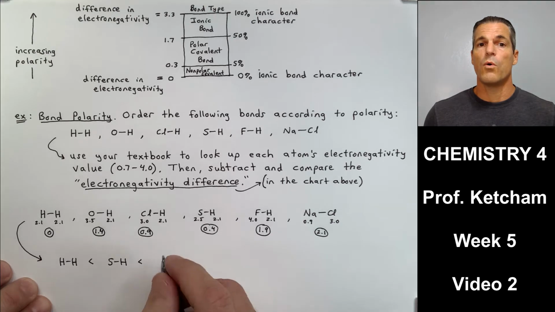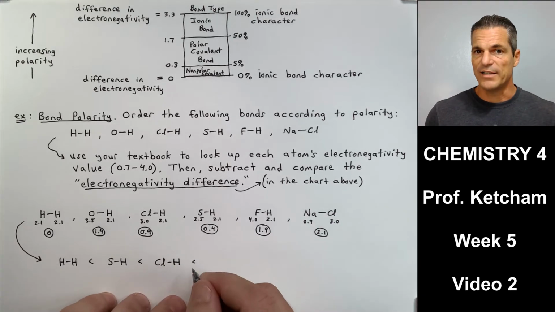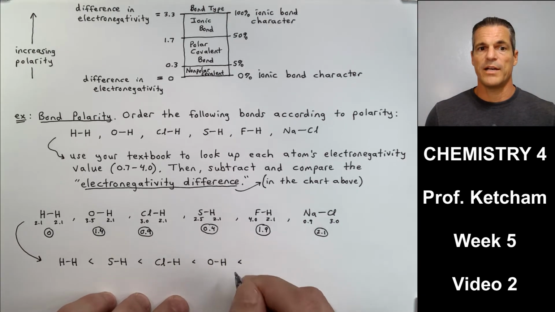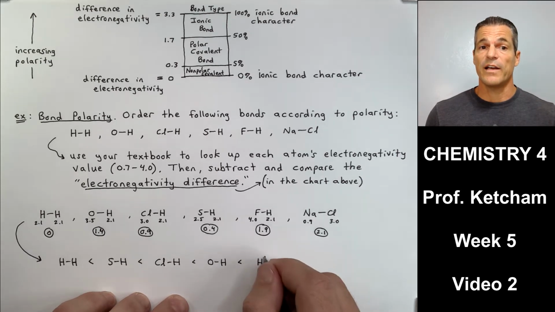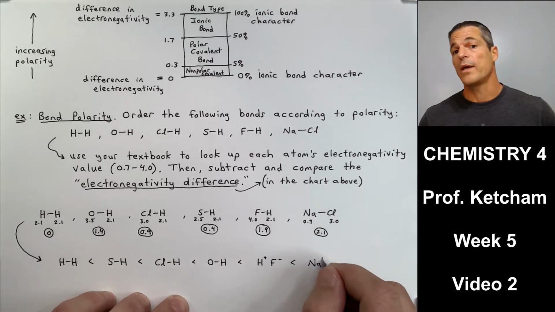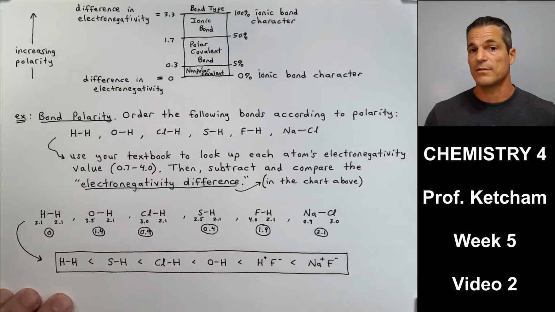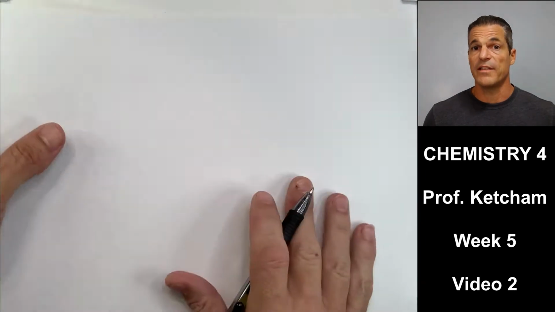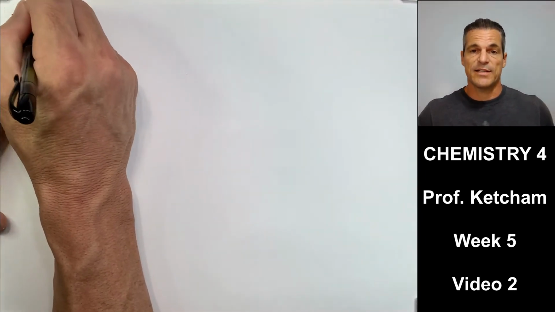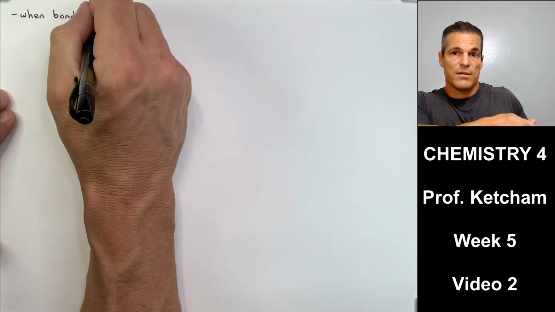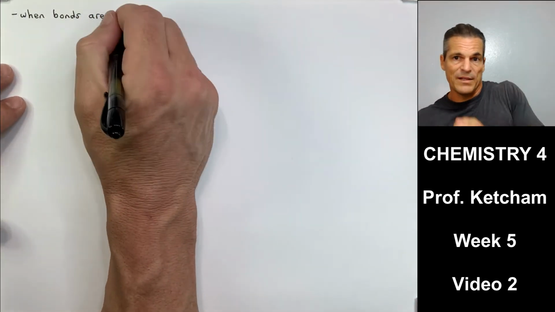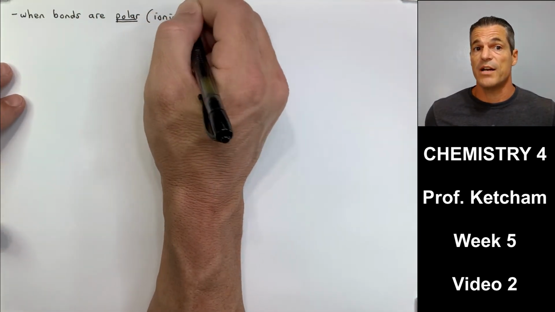Remember, we're supposed to order these individual bonds according to polarity. So H-H is on the far left at 0, working our way all the way up to HF and NaCl being on the far right. Okay? Never mind why I've written the last two plus minus. We'll get to that in just a second. Basically, it's like the tug of war is so uneven that we create an ionic bond by ripping the electron away so it's no longer shared.